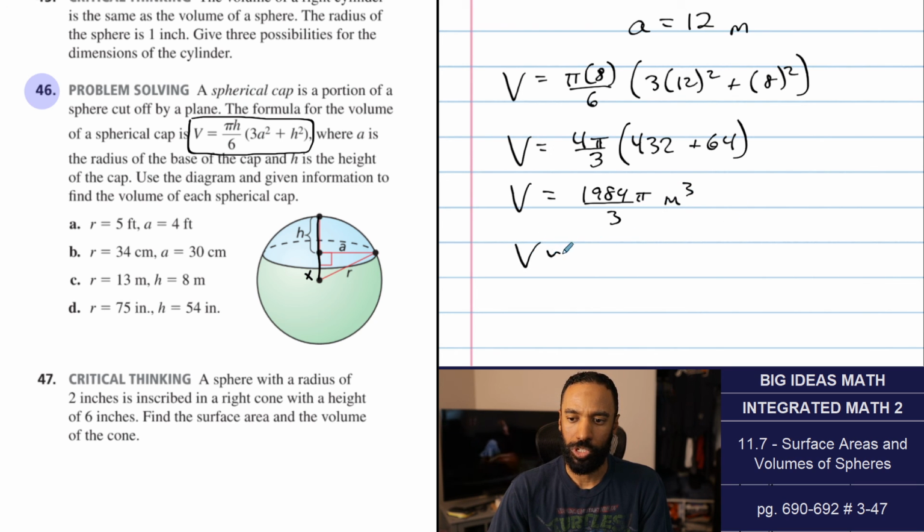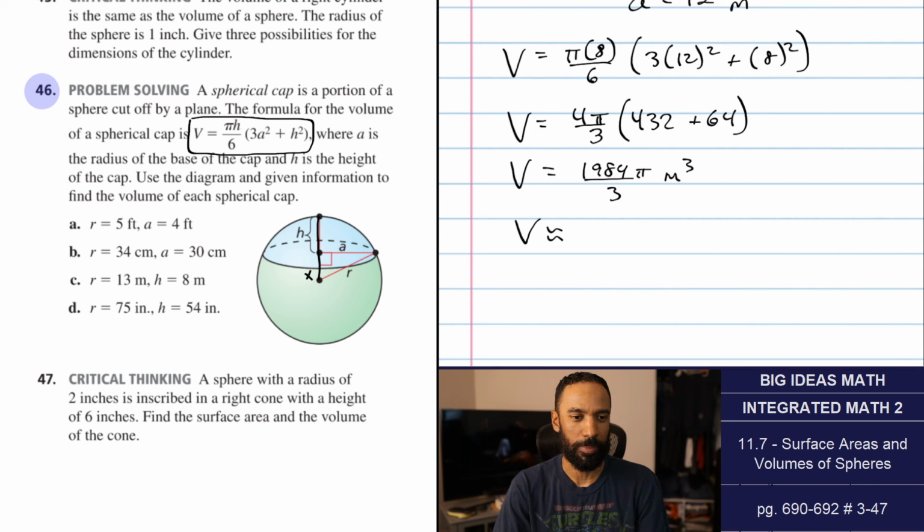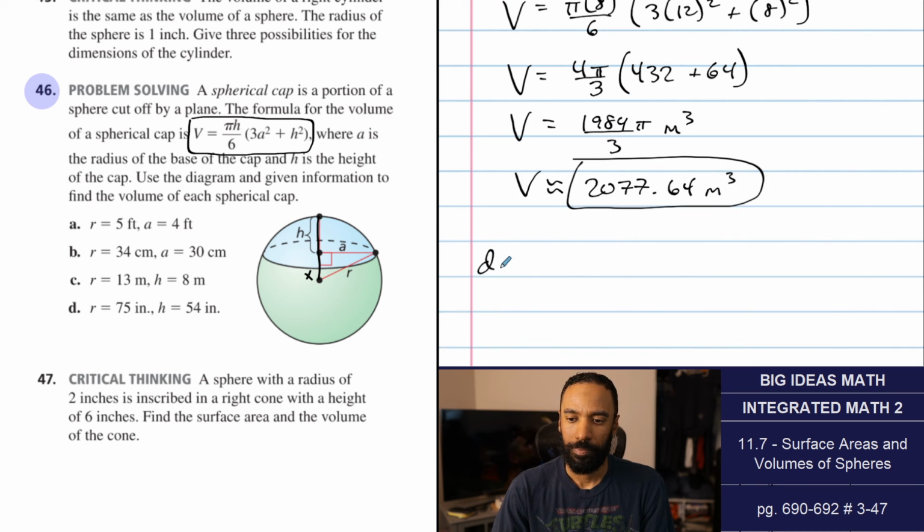And that rounds to, I waste a lot of space in writing this stuff out. I really wish I just wrote them on single lines. So times pi divided by 3, and I get 2077.64 cubic meters. So as long as I got the right A, which I fully believe I got using the Pythagorean triple stuff, and as long as the formula is good, it's good. Trust a calculator. Part D.